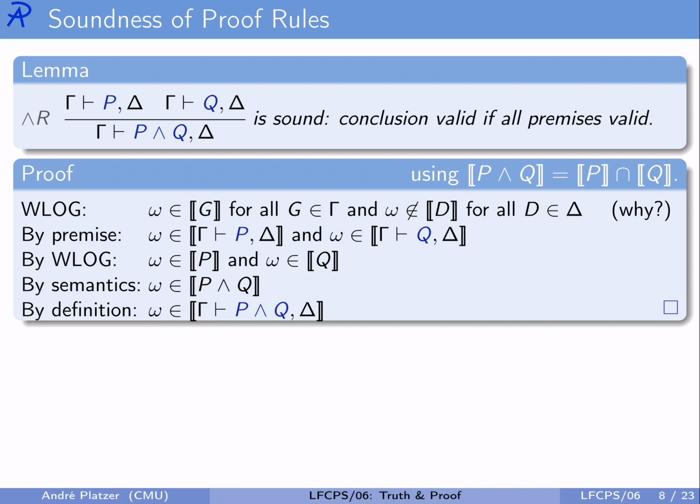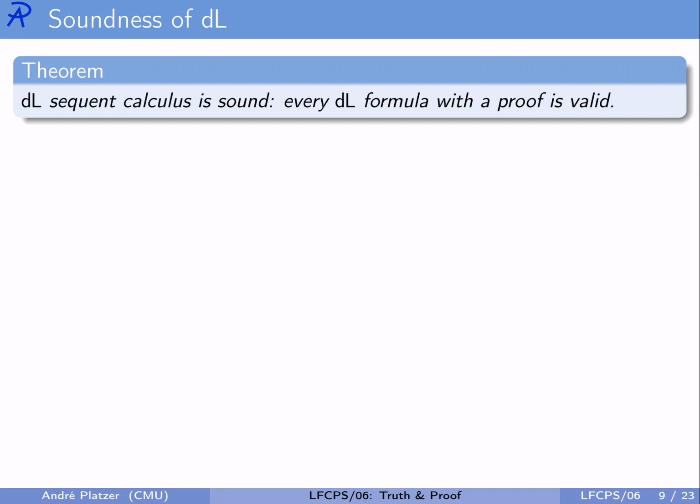In similar ways, of course, it doesn't suffice to just convince us that the AND right proof rule was a sound one, but all of the proof rules we ever adopt have to be sound. And then we're able to prove the theorem of soundness of sequent calculus, that every differential dynamic logic formula with a proof is actually valid.